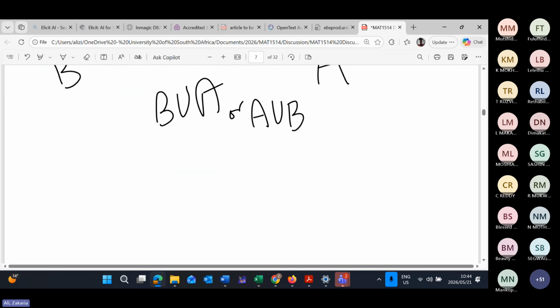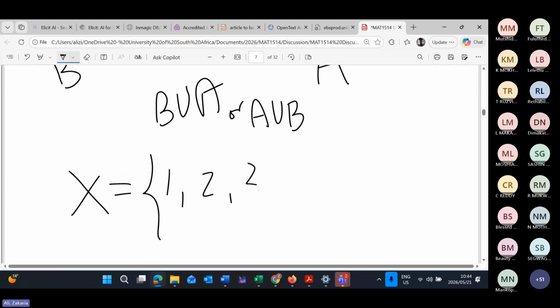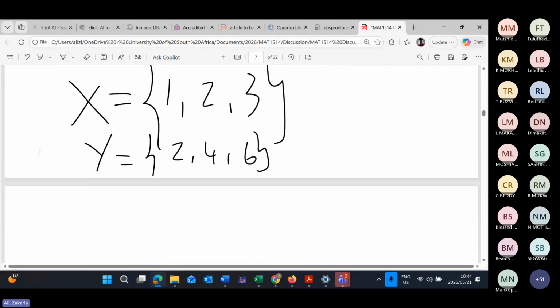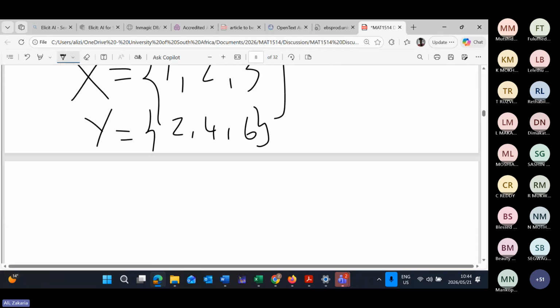Now I defined a set that I call X. I can't remember if it's certain elements 1, 2, and 3. Then I defined a set Y. It has, let's say, 2, 4, and 6. Is it 2, 4, and 10? I can't recall. Then I define the set of pairs.